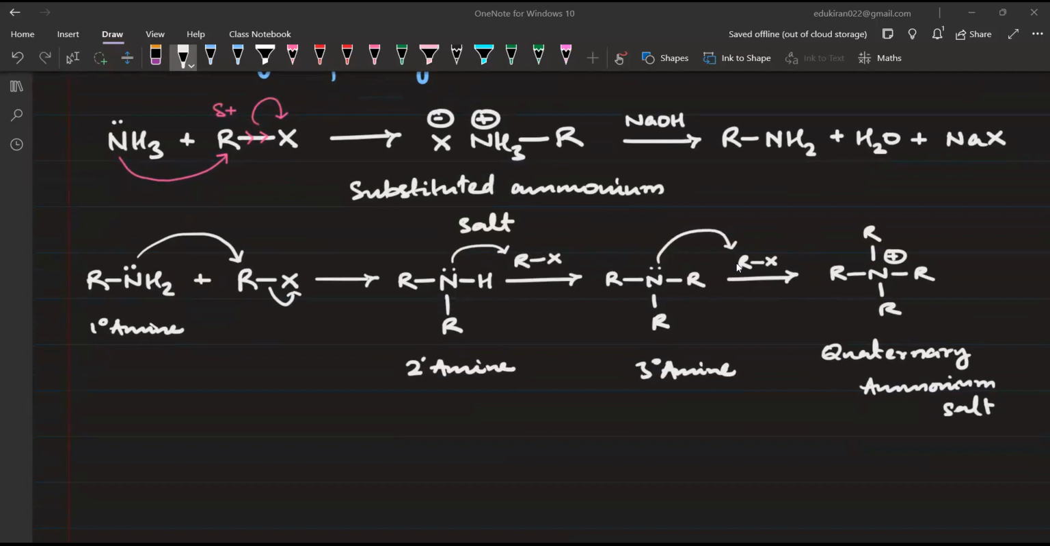We have 10 to the power 24 molecules at least, right? If I'm taking 1 mole, what do you think? All the 10 to the power 24 molecules of ammonia and all the 10 to the power 24 molecules of alkyl halide, will they collide at the same time? Hafia, what do you think? Only some will collide.